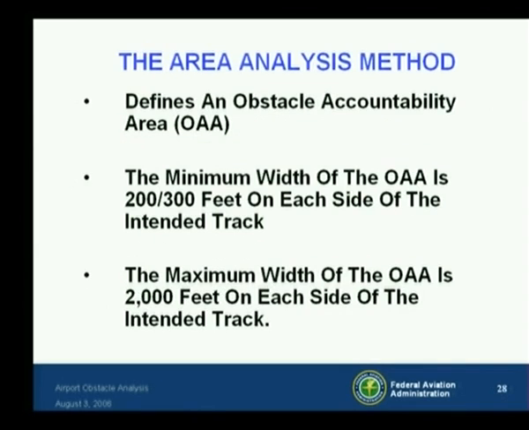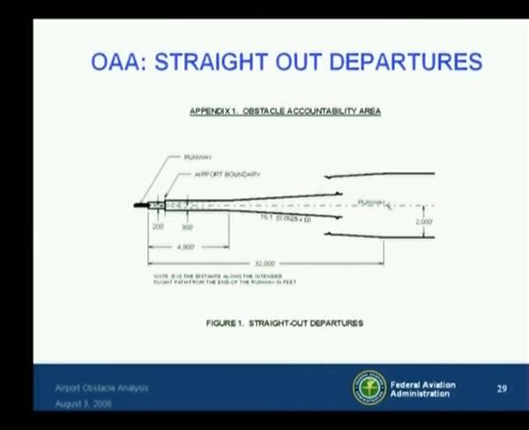First, we're going to look at the area analysis method. The area analysis method defines an obstacle accountability area. That's a new term that comes along with this advisory circular, OAA, within which all obstacles must be cleared vertically. The OAA is centered on the intended flight track with a minimum of 200 feet inside and 300 feet outside the airport boundary and a maximum of 2,000 feet paralleling the net takeoff track. That all sounds confusing enough, but let me give you the diagram that is in the AC itself.